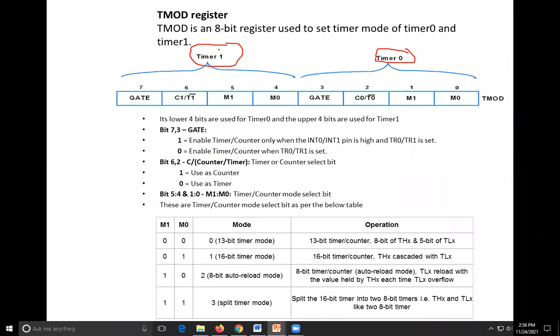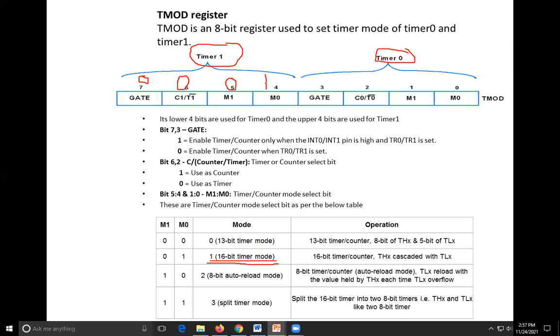See here, what is the value of the gate? If the gate is 0, then the software will control the timer, and if it is 1, it uses the hardware interrupt for the timer. Here I'm going to use gate as 0 because we have to use the timer as software. Here I'm going to use timer 1, so T1 is equal to 0. I'm going to use mode 1, so this is 0, 1. Why mode 1? I want to use the 16-bit timer.